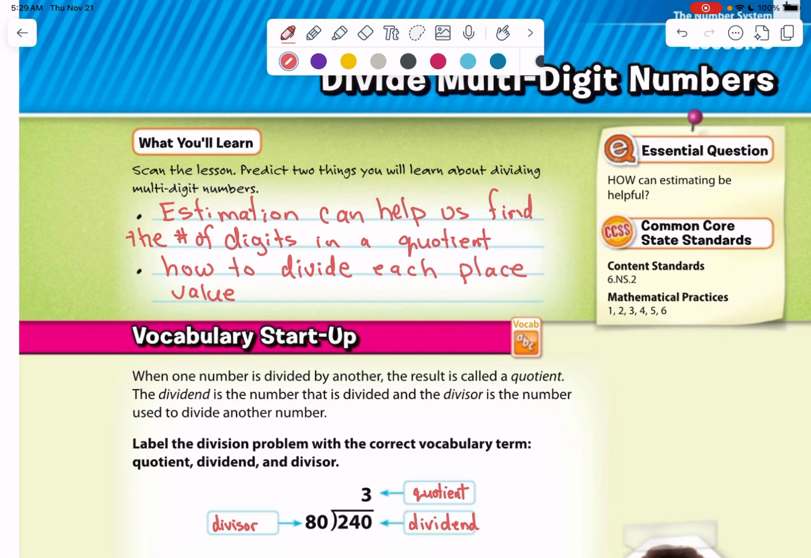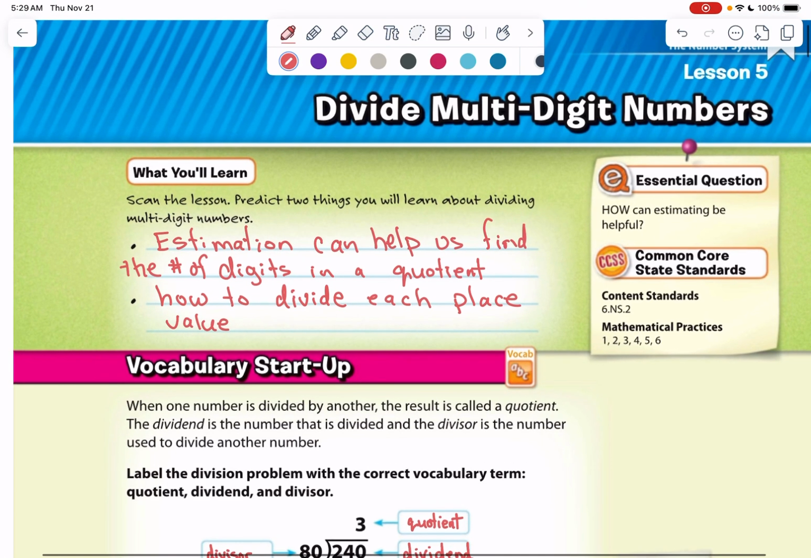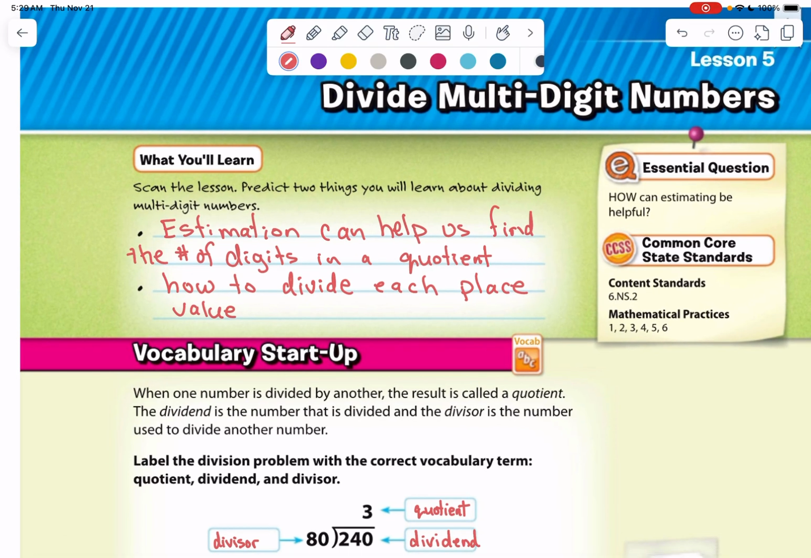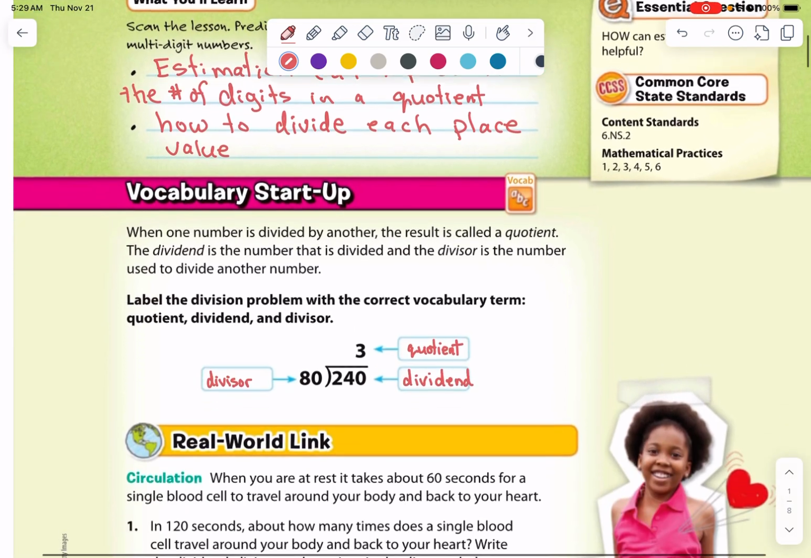Good morning, fifth graders. We are in chapter 3, lesson 5, dividing multi-digit numbers. And we're thinking about how estimation can be helpful. So two ways it can be helpful is if you estimate, you're likely going to know how many digits are in the quotient. You're also probably going to be able to figure out how to divide each place value. Okay? So let's take a look at what I mean by that.